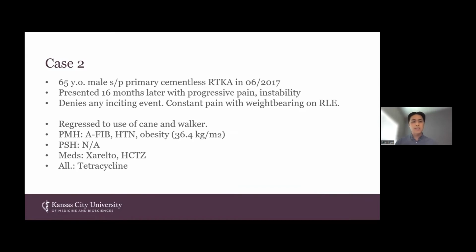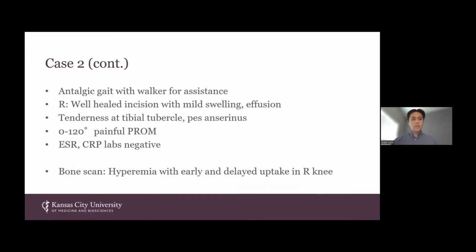Now, looking at the second case's physical exam, he had an antalgic gait using a walker for gait assistance. Right knee inspection showed a well-healed incision, only mild swelling and effusion. Upon palpation, there was tenderness of the tibial tubercle as well as pes anserinus. Looking at his range of motion for that right side, it was painful passive range of motion 0 to 120 degrees.